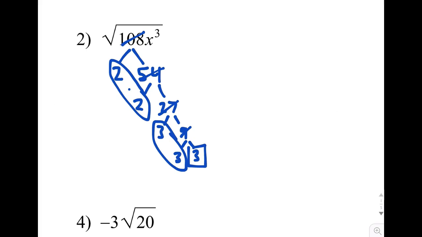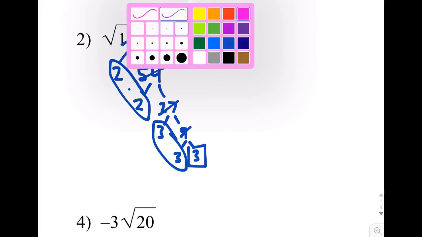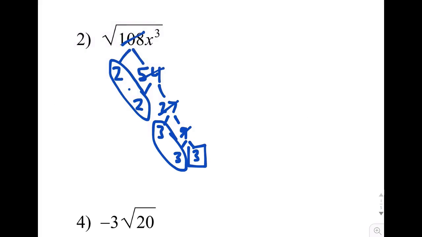Now, I don't want to forget about my x's either, so let's go ahead and do those. X cubed is just x times x times x. We remember breaking some of those down earlier. And I do the same thing. I look for pairs. So I have a pair there, and then I have a leftover x. You can choose how you graphically organize this. I like to do a bubble around my pairs and then a square around my leftovers, so that's all up to you.